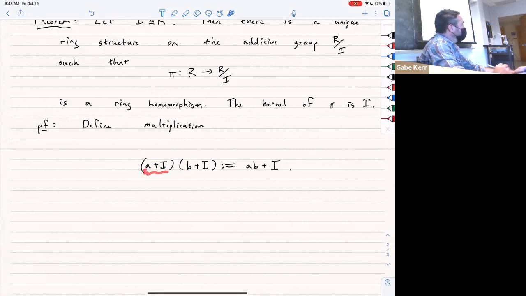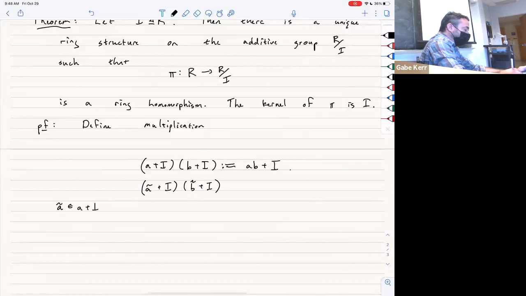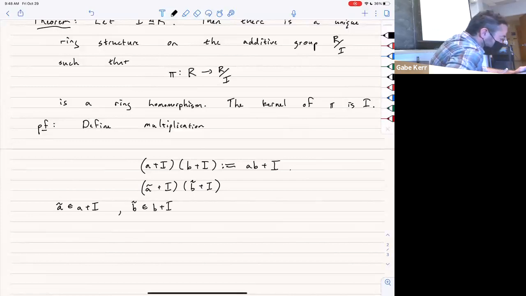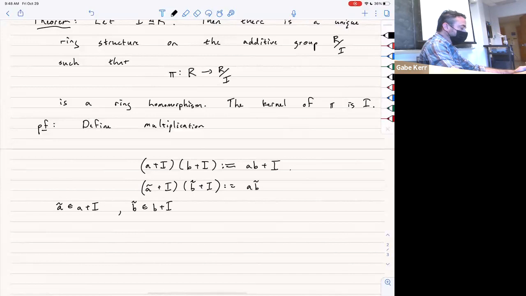If I had chosen some other element in this coset, I can represent this as a tilde plus I, b tilde. Let's say a tilde is an element of a plus I, b tilde is an element of b plus I. In other words, if I chose a different representative, I have to get the same thing. So we just need to show that these two cosets are the same. Show that, then multiplication is well defined, and all properties of multiplication are easily verified.